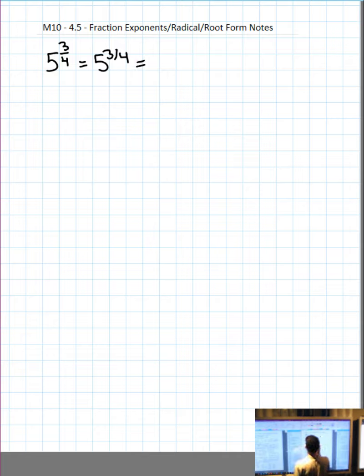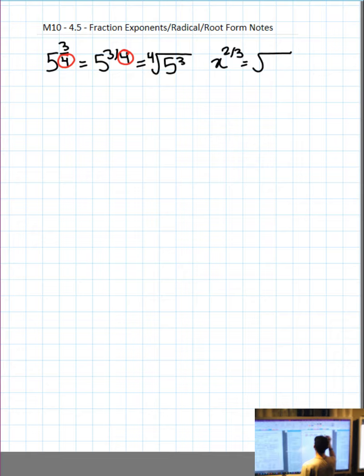that is equal to our root. And the bottom of the fraction becomes the root. We're still working on a base of 5, and we keep the exponent of 3. So let's see that with a variable. X to the 2 over 3 becomes a type of root. The bottom becomes the root, and the top stays the exponent.